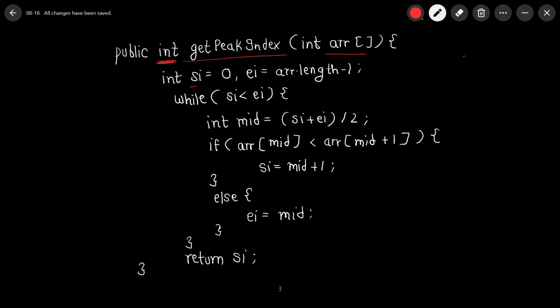So we take two variables, starting index and ending index, and we run this while loop. Every time we compute our middle index, and if the value present at our middle index is less than the value present at middle plus 1, that means we are in the increasing portion. So if we are in the increasing portion, we do nothing but exclude the left portion. So that means we do starting index equal to mid plus 1. Otherwise, we are in the decreasing portion. So in the decreasing portion, we are sure that middle will be in the left.